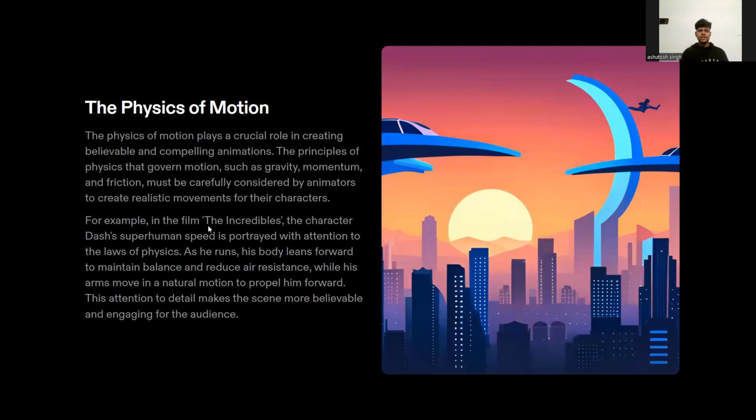For example, in the film The Incredibles, the character Dash's superhuman speed is portrayed with attention to the laws of physics. As he runs, his body leans forward to maintain balance and reduce air resistance, while his arms move in a natural motion to propel him forward. This attention to detail makes the scene more believable and engaging for the audience.